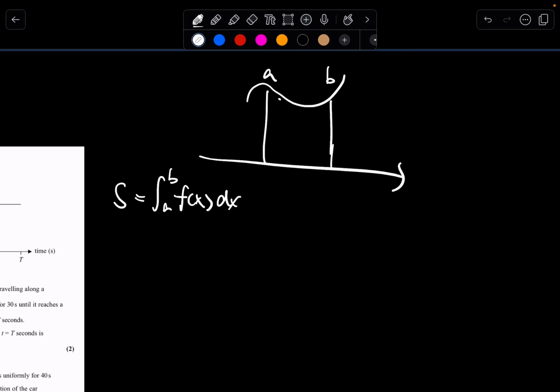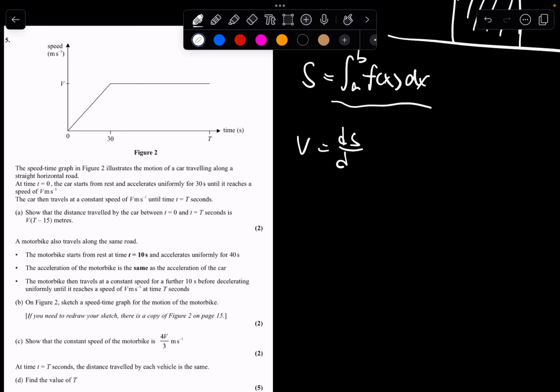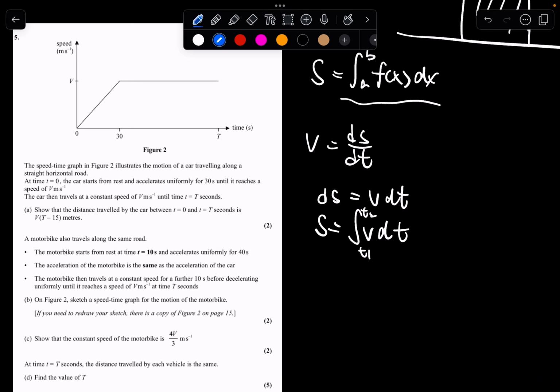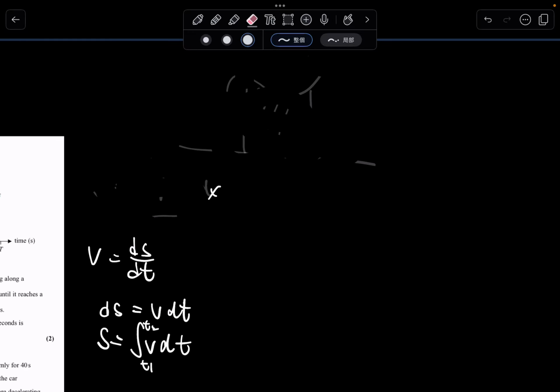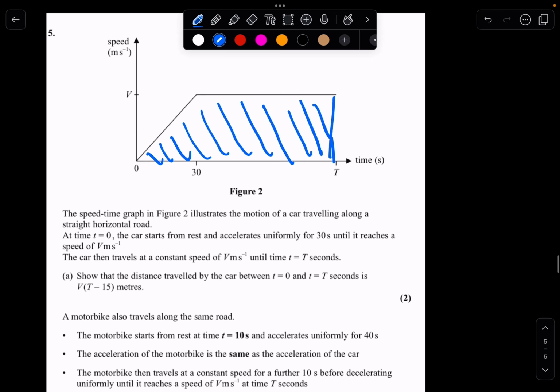So with this concept in mind, we know that v equals ds/dt, where s is the distance. Then we can move the dt over here, so s equals the integral of v dt over some time, like t1 to t2. Basically, what I'm trying to say is we just have to find the area under this curve. But since here it is just a triangle plus a rectangle, we don't have to do any integrals.